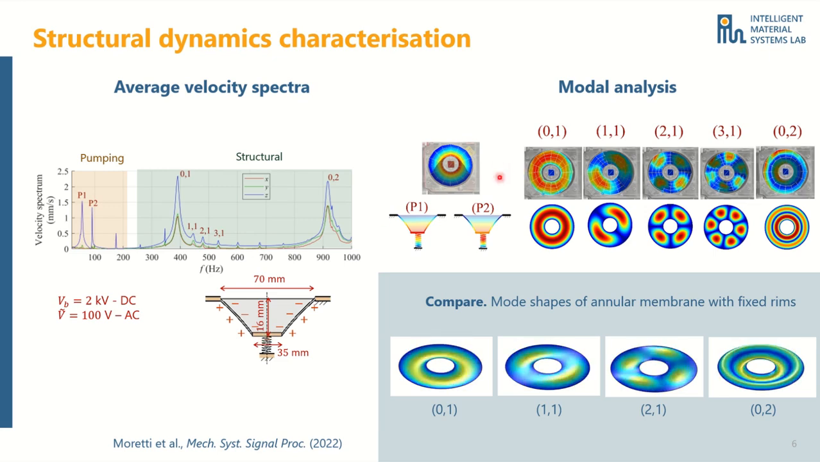The mode shapes at high frequencies are practically the same as the well-known modes of annular membranes with fixed rims. As you can see, the membrane achieves maximum velocity in correspondence of the axisymmetric mode shapes, whereas the circumferential modes have a minor effect in the response if the membrane is sufficiently preloaded.